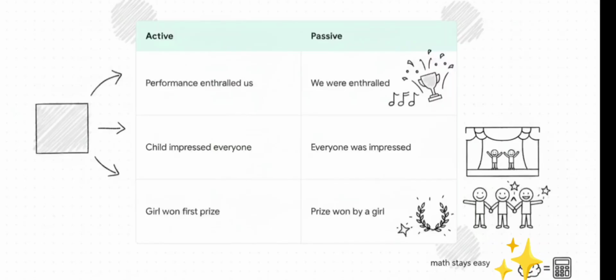In part B, sentence 7, our subject is the child, verb is impressed, and object is everyone. Everyone comes forward, the verb transforms, giving us everyone was impressed by the child with his polite manners. Finally, part B, sentence 8.